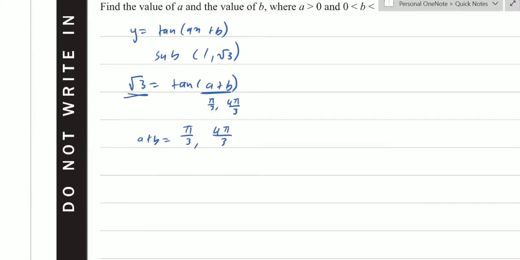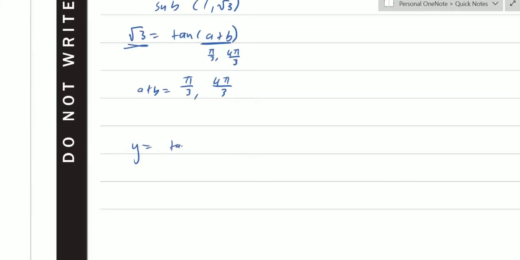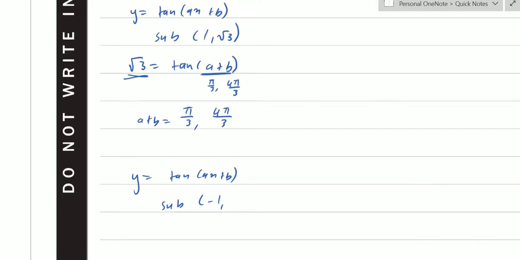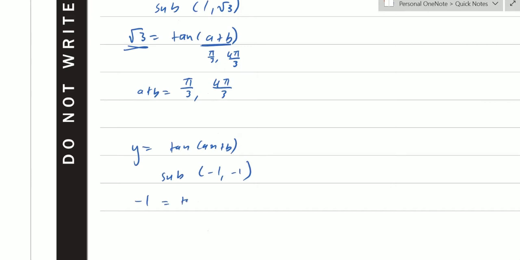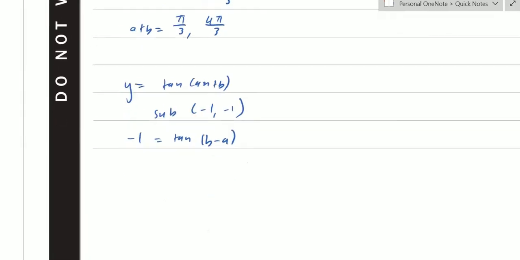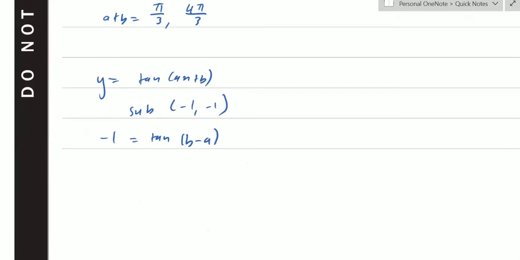So the other one we have is y equals tan(ax + b), and we can sub in -1 and -1. So -1 equals tan(b - a). Now for this one, we also know there's two answers. It could be negative pi on 4, or the other quadrant that tan is negative in is the second quadrant. So it could be 3 pi on 4 equals b - a.